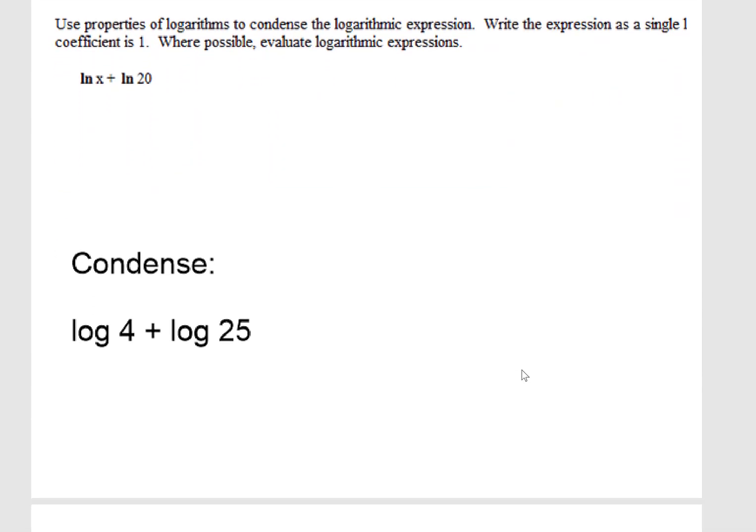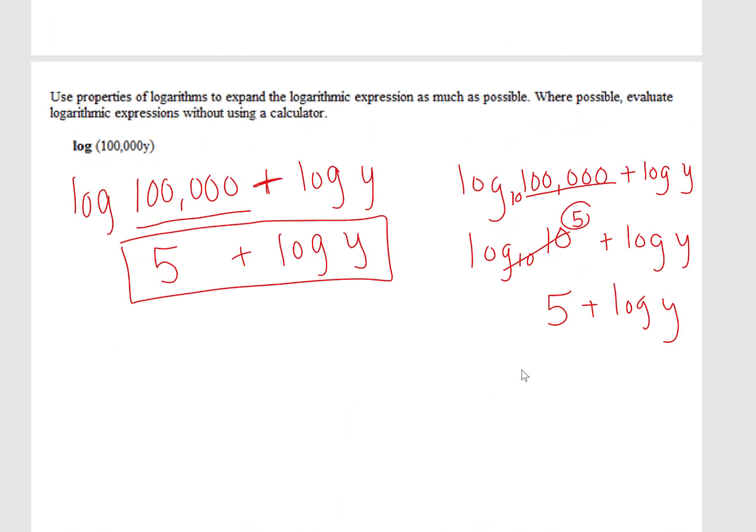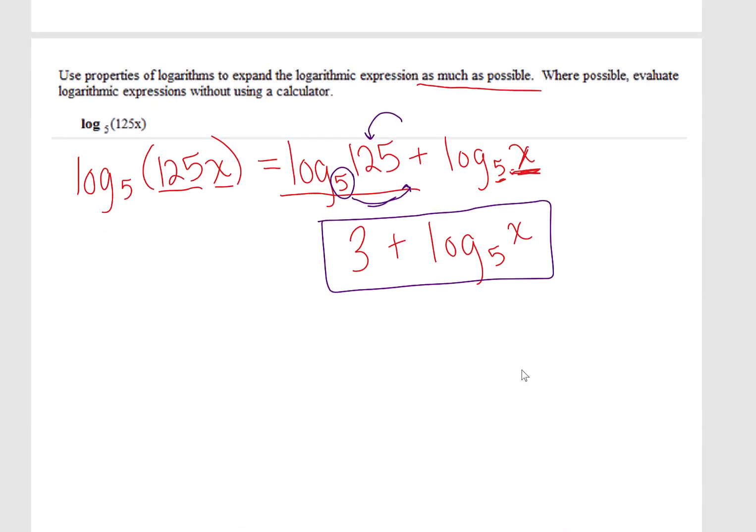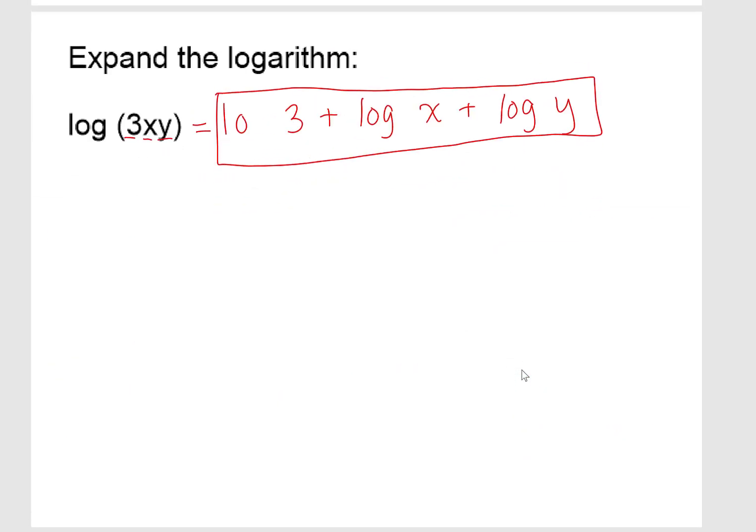Okay, now we're going the other way. So we used that property to expand. Now we're going to use it to condense, right? So this is how I help to remember the difference. I have one log showing here, and they're telling me to expand it. So I'm going to go from one log to multiple logs, which I did initially when I expanded it, but then my log of 100,000 simplified to 5, right? But when I expanded it, I went from one log to multiple logs. Same thing on this one and on that one.